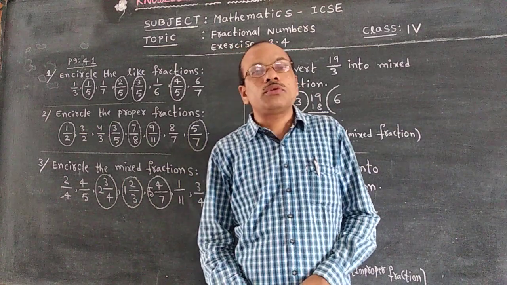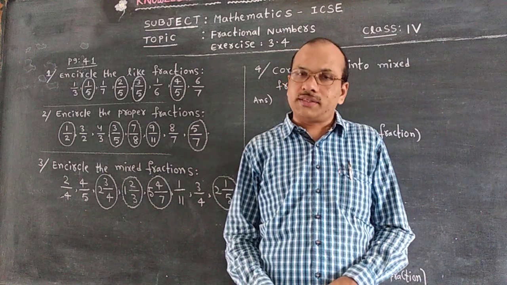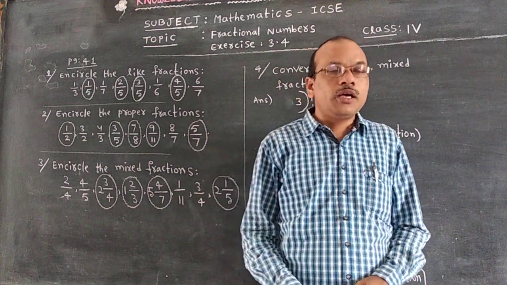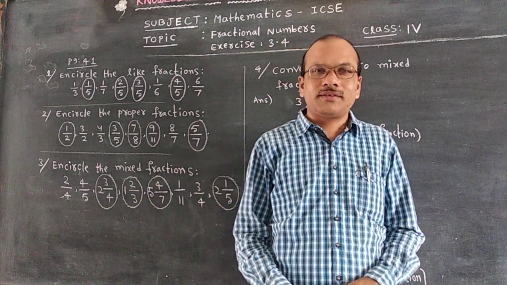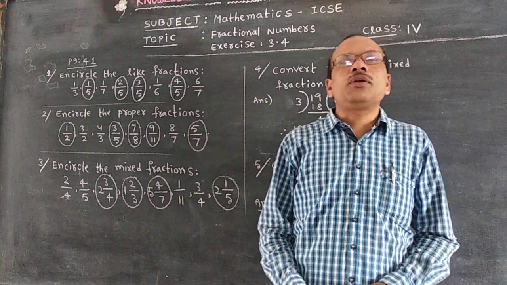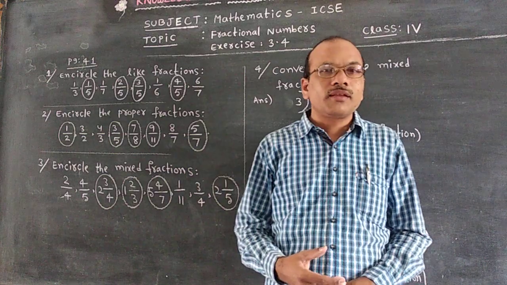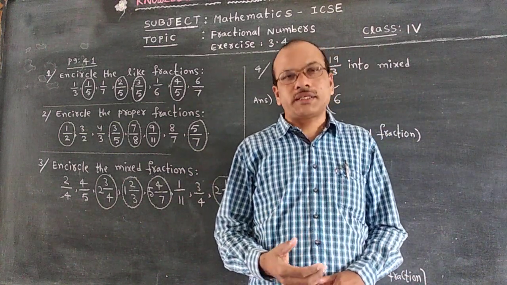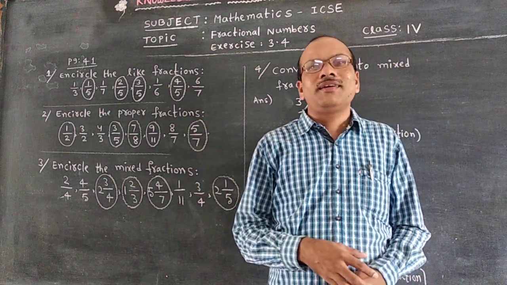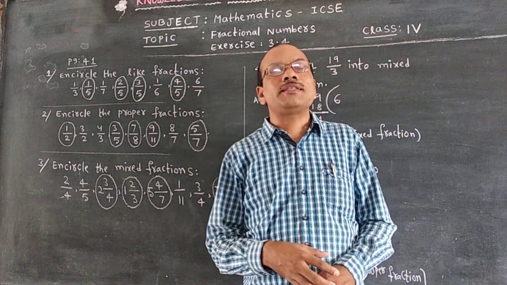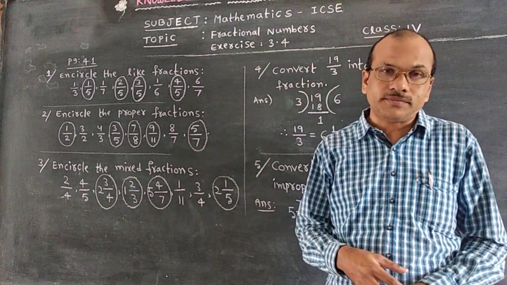A fraction with a smaller numerator than the denominator is called a proper fraction. I repeat, in a fraction, if the numerator is smaller than the denominator, that is a proper fraction. If in a fraction the numerator is bigger than its denominator, then it is called an improper fraction.